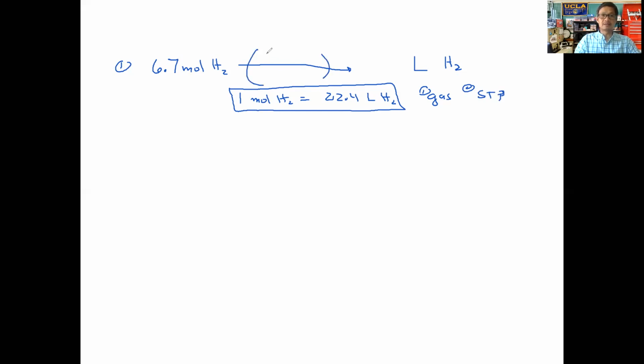Okay. All right. So with that said, we're going to multiply by the molar volume, which means we'll have 22.4 liters on top and 1 mole on the bottom. That allows us to cancel out that unit. Moles cancel on both sides, and we get our answer as being 150 liters. Yes. And that's our answer.